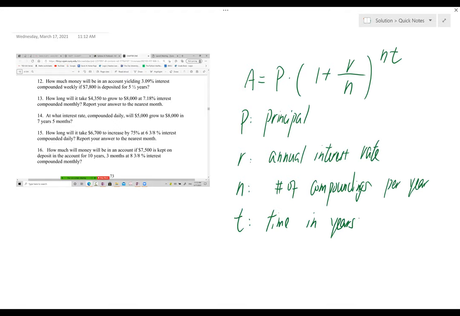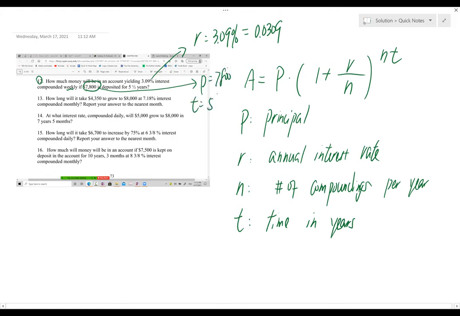Okay, so now look at question 12. How much money will be in an account yielding 3.09% interest compounded weekly? So the compounding period is weekly. If $7,800 is deposited for 5.5 years. If you go over the question we'll be able to find some of the given information here. This 3.09% is the annual interest rate, so that's given. You turn it into a decimal, 0.0309. And we are also given the principal, $7,800. So P is given as $7,800. And then time T is given, 5.5 years.